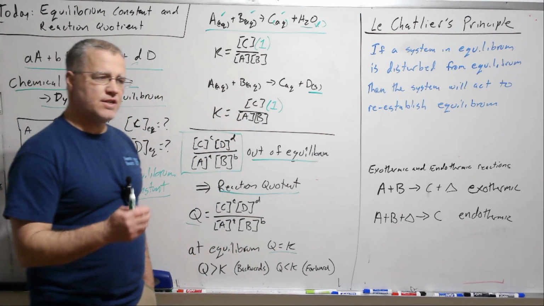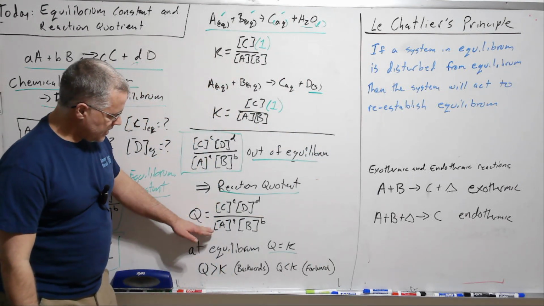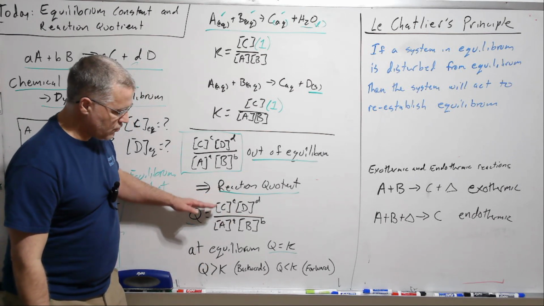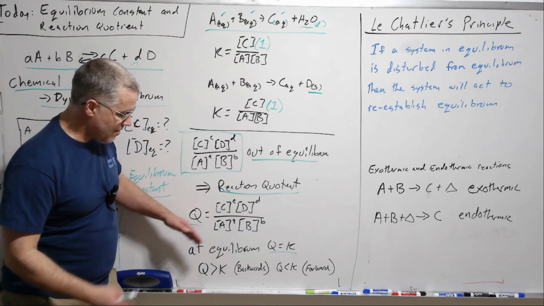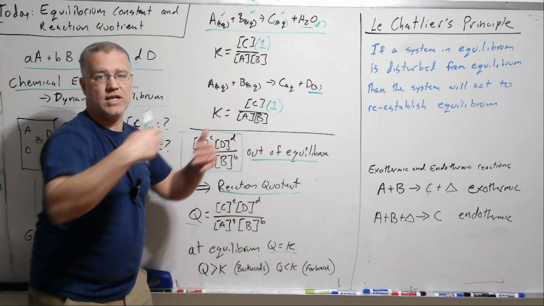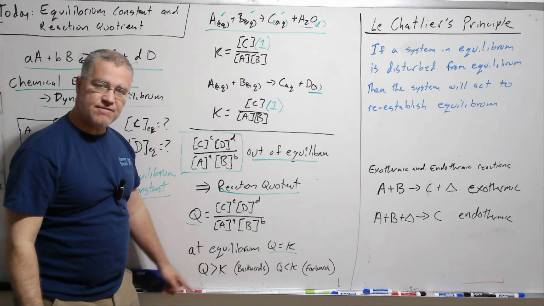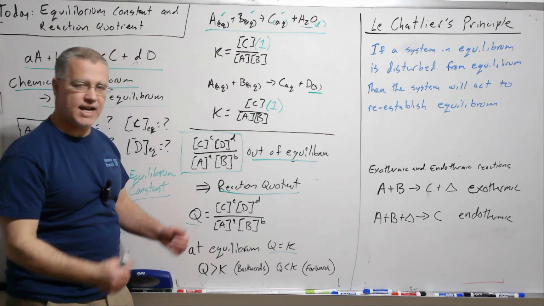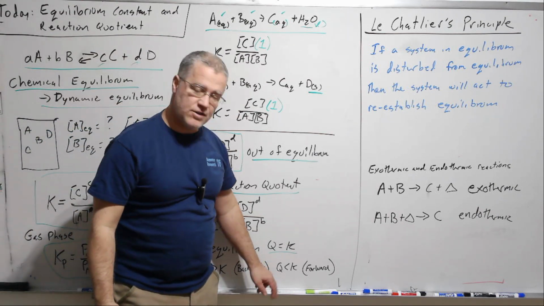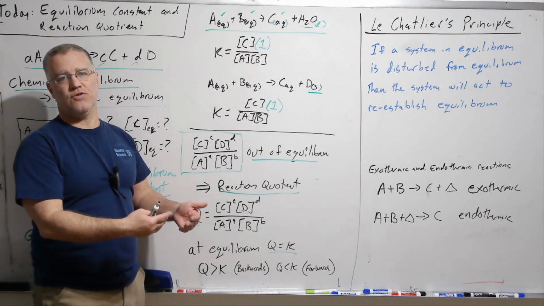And then Q gives us a good sense of where we are in this reaction. Since we have our products on top and our reactants on the bottom, if our Q is greater than K, that means the numerator is bigger than it should be, or the denominator is smaller than it should be to be at equilibrium, in which case we've got too much products relative to reactants, and so our reaction will go backwards. So if we have a K value and a Q value, and if Q is greater than K, then we're on the other side of equilibrium. We're going to come back this way.